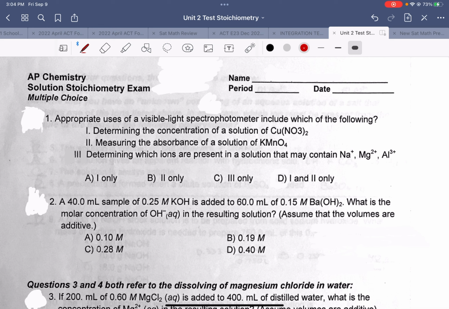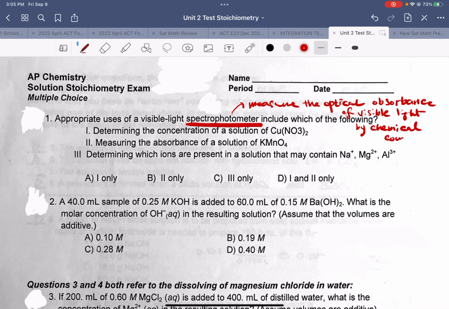You should know what a photometer is. Using this meter, you can measure the optical absorbance of visible light by chemical components.